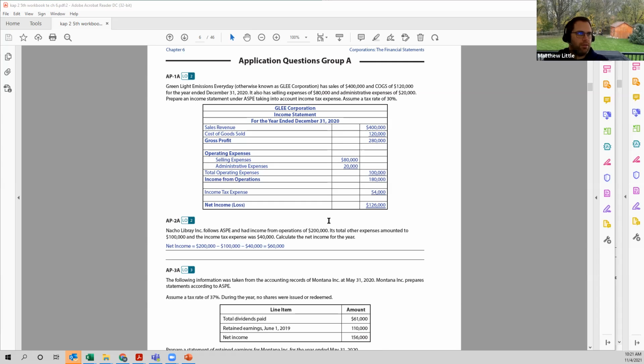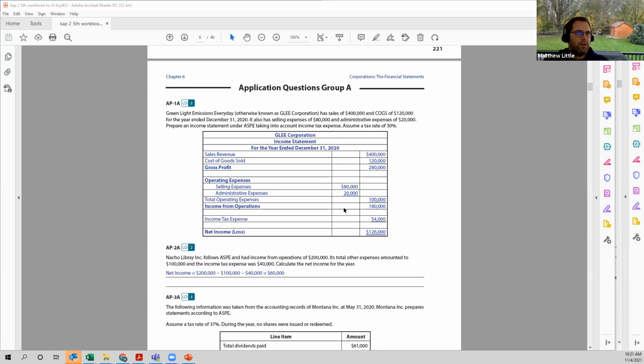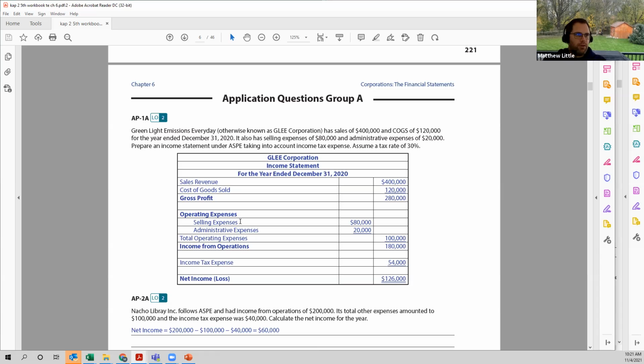So this first question is around this company that had sales of 400,000, cost of goods sold of 120. Let's zoom in. For the year ended December 31st, 2020. And we're actually told what the selling versus admin expenses are and what the tax rate is. So in this case, just like every other financial statement, we have GLE Corporation income statement for the year ended December 31st as our headings.